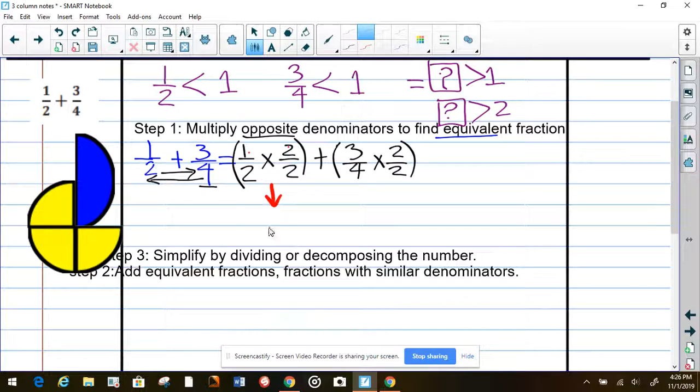1 times 2 equals 2, and 2 times 2 equals 4. That will be one equivalent fraction. 3 times 2 equals 6, and 4 times 2 equals 8. That will be our second equivalent fraction.